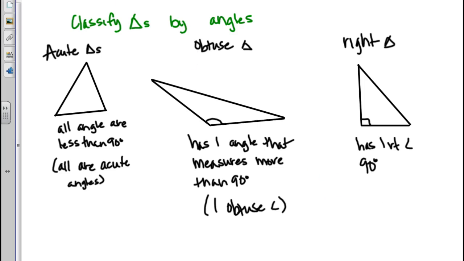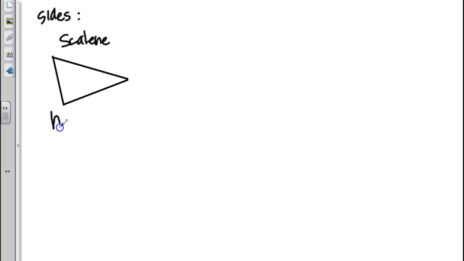All right, classifying triangles by their sides. First, we have a scalene triangle. Scalene means no sides are the same length. No sides are the same length, right?